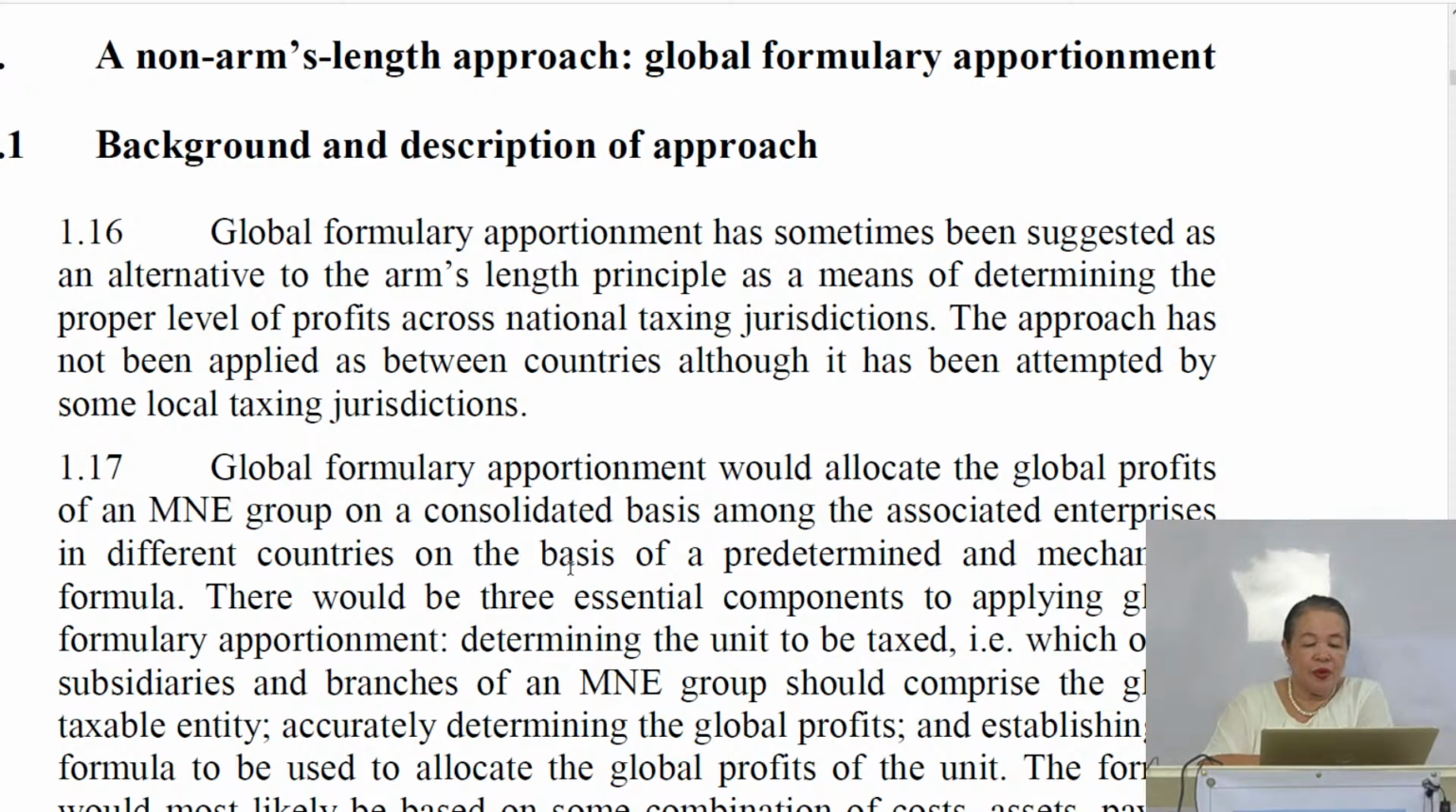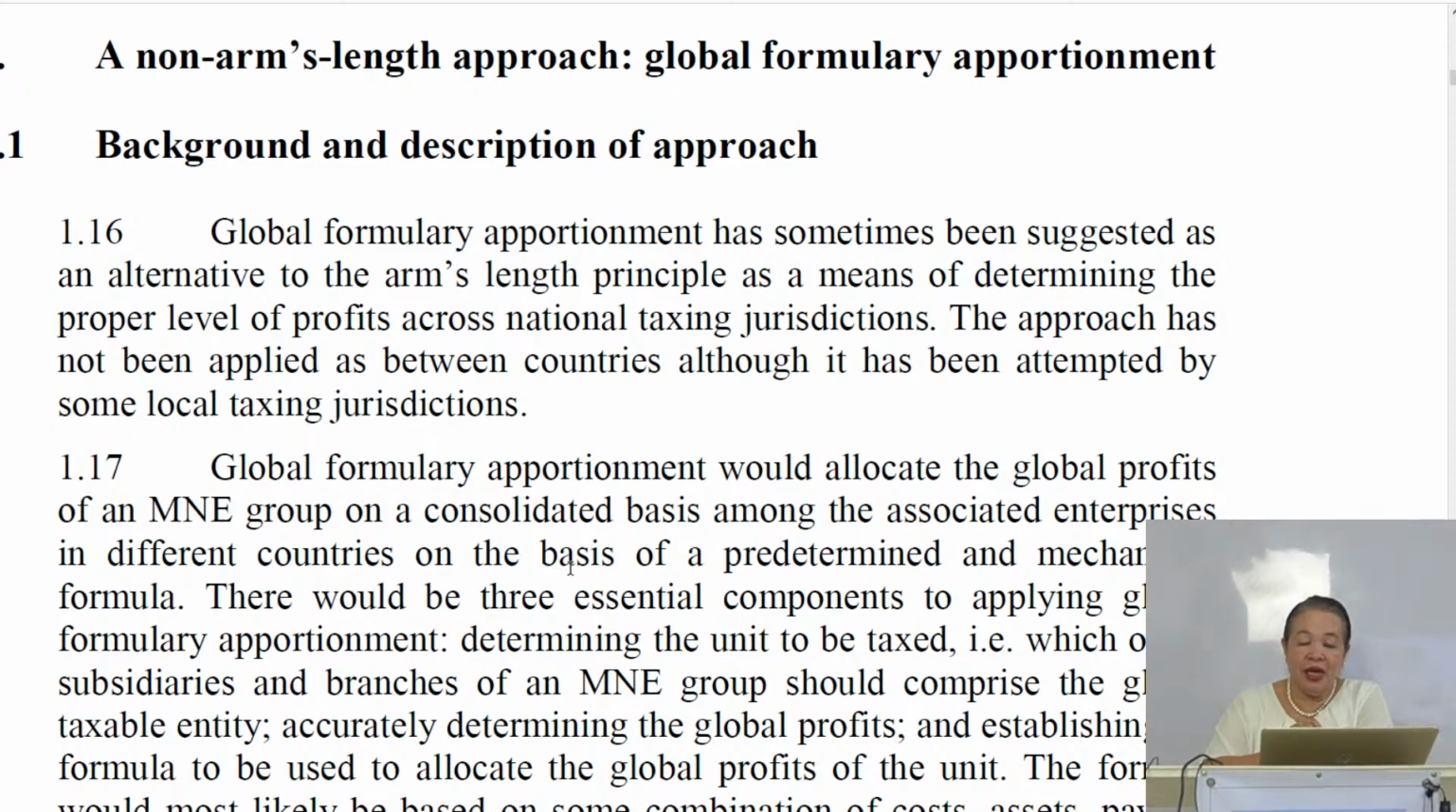So global formulary apportionment would allocate the global profits of an M&E group on a consolidated basis. Parang siguro similar siya sa profit split, no? Kasi consolidate mo yung profits and then i-allocate mo, split mo yung profits. So, global profits of an M&A group on a consolidated basis among the associated enterprises in different countries on the basis of a predetermined and mechanistic formula. So there is already a mechanistic formula. Pre-agreed. So there would be three essential components to applying global formulary apportionment.